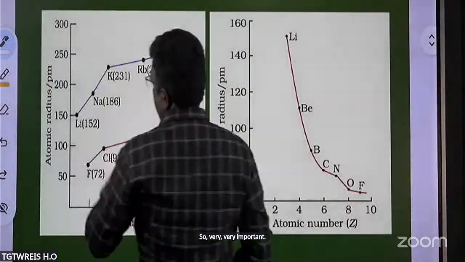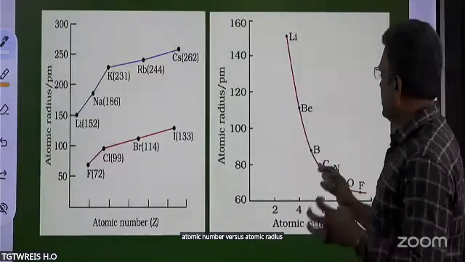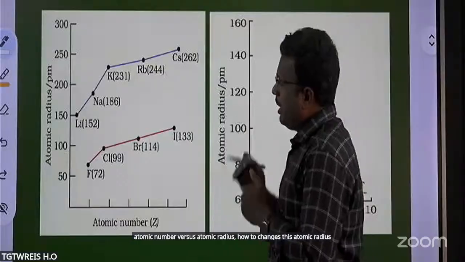Atomic number versus atomic radius. Atomic number versus atomic radius. How does the atomic radius change in a group and periods?